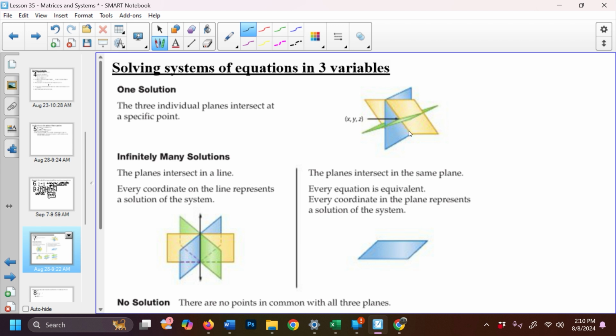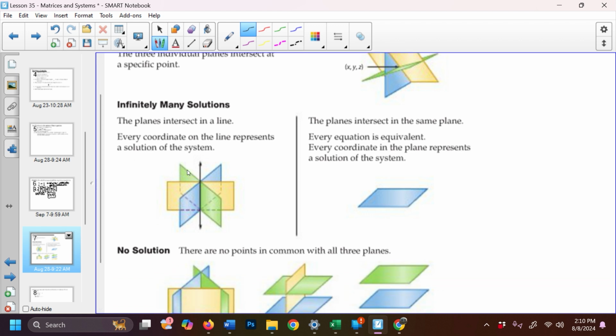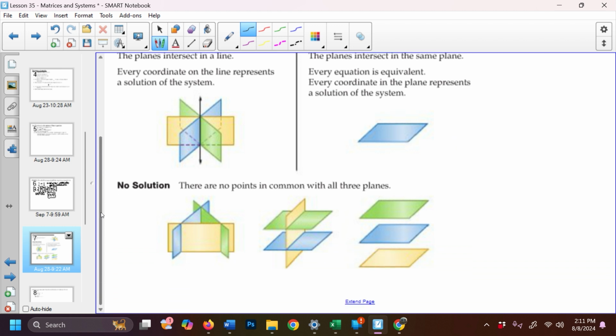Many times, if you were to represent 3 planes, you'll get something like this, where you'll have infinite solutions when all 3 planes lie on top of each other. But there's even more ways where you could get no solution.